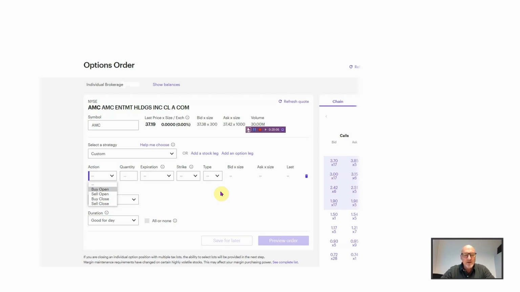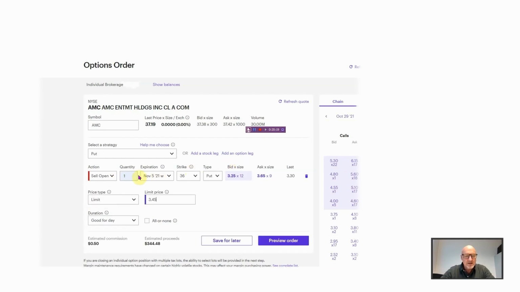So that's your first big step, getting comfortable with how to place the order. When you sell a put, it's sell to open. Select a strategy, a put. You want to sell to open a put, and then you have to choose the price that you want, somewhere between the bid and the ask. So that is not rocket science.